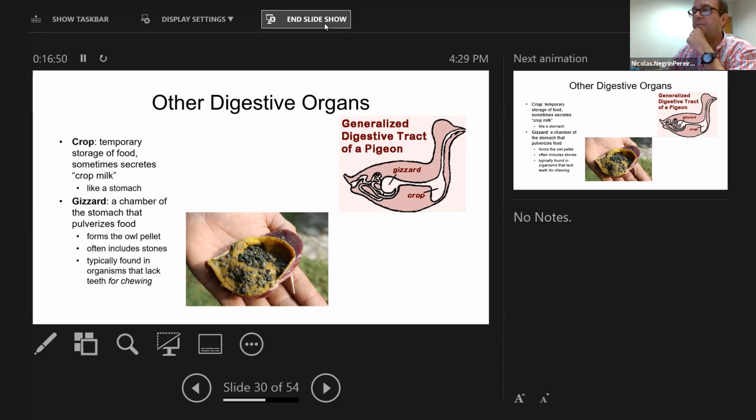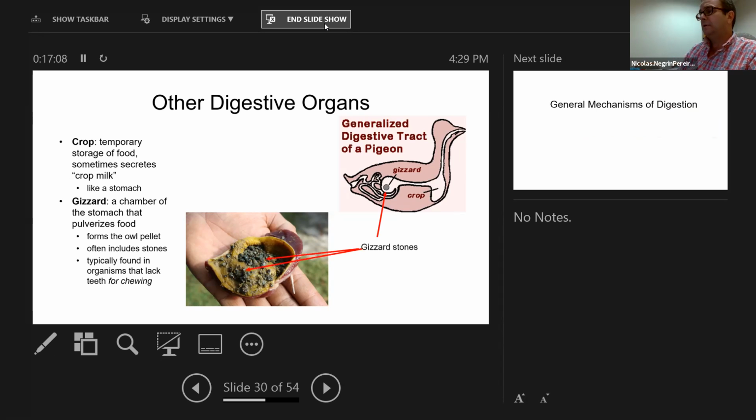And that's typically found in those animals or organisms that have no teeth for chewing. So it's kind of a substitute for the chewing process that takes place in the mouth of those animals that have teeth. So we have here the gizzard with the presence of the gizzard stones.